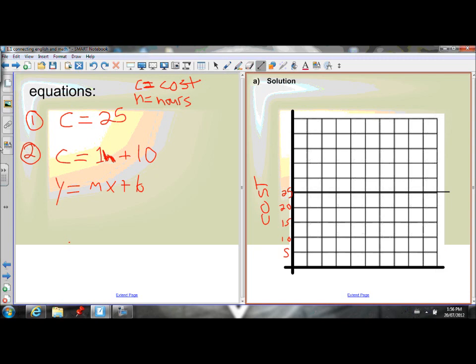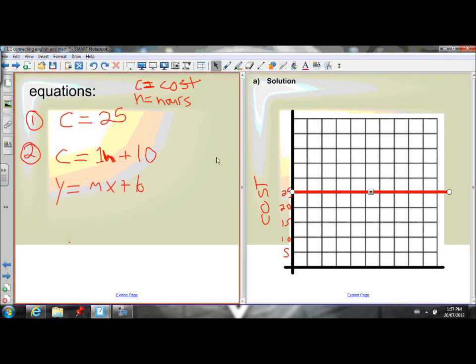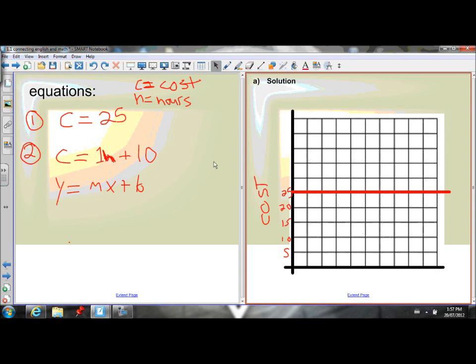That's what the line looks like for the first company, just a horizontal line through 25. I'll make it red so we can see it. Good. So there's the graphical representation of C equals 25. It's just a horizontal line through 25 because the cost is always 25.